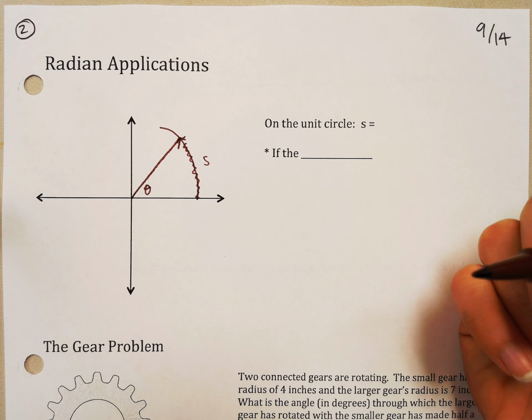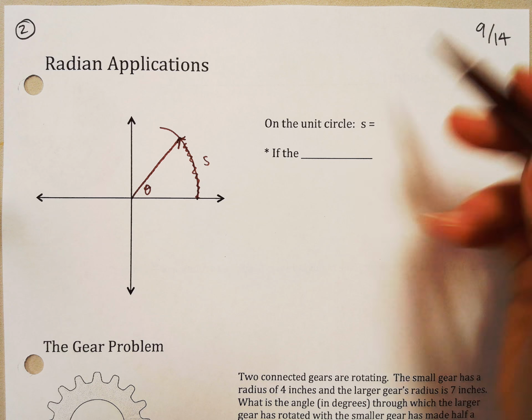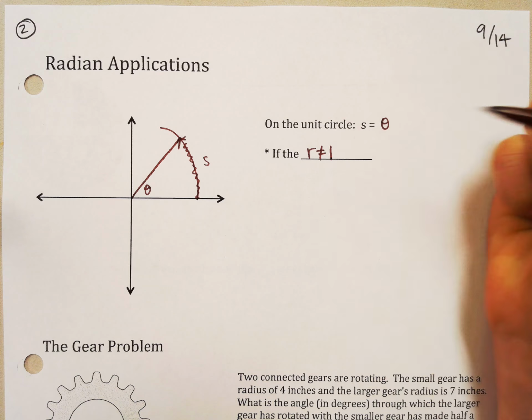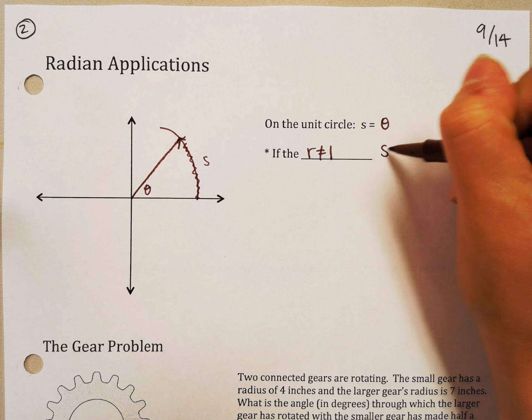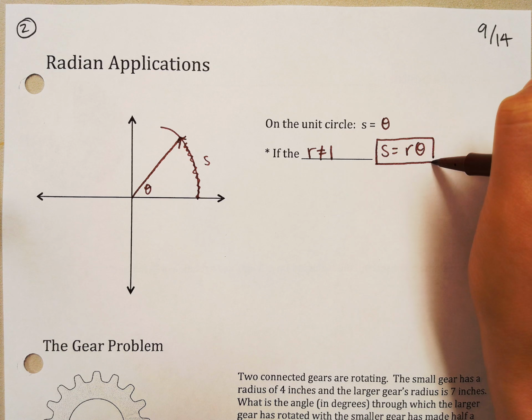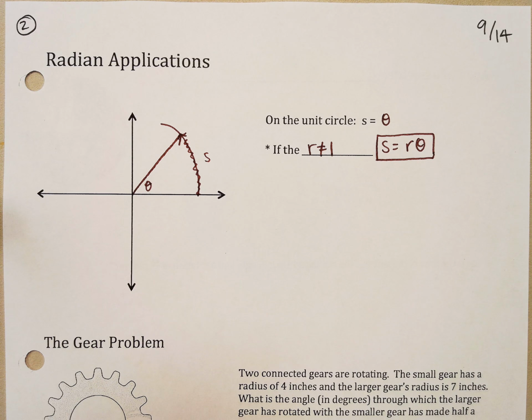So on our unit circle, our S is our theta value, but if the radius is not equal to 1, which on the unit circle it is, then our S is equal to R times theta. So this is our important concept for today. We could go through and derive this and see where this comes from, but all I want to mention is to draw a picture to show why this R value is actually there.